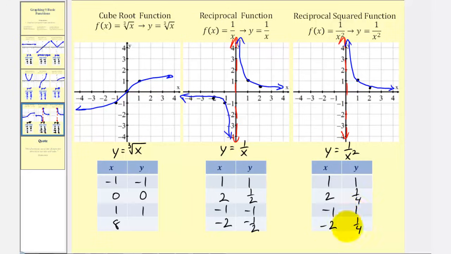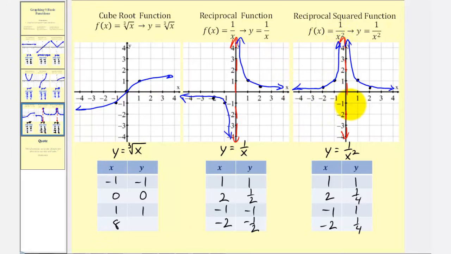Again, notice how the y values are always positive here. So when x is less than 0, the graph would pass through this point here and this point here. So the piece on the left looks like this.